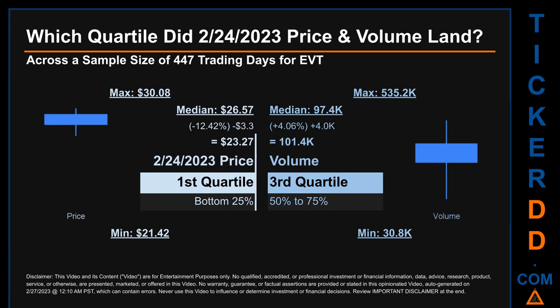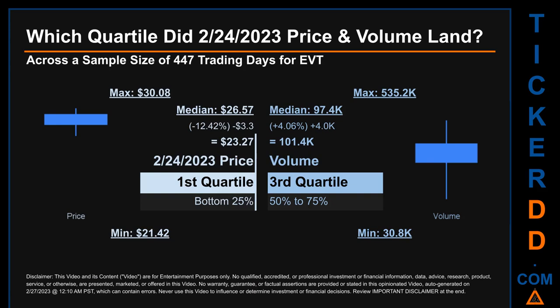The day's volume landed within the third quartile, that is within the 50% to 75% range of all sampled daily volume, which saw a max daily volume of 535.2 thousand and a minimum of 30.8 thousand. Quartiles tell us about the spread of a data set by breaking that data set into quarters, just like how the median breaks the set into half.